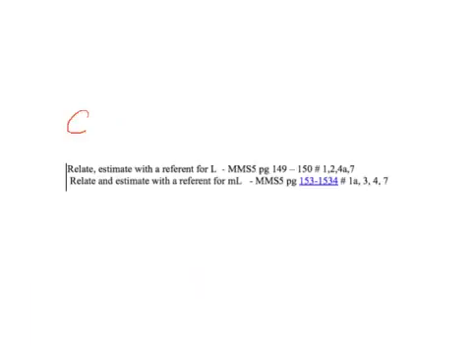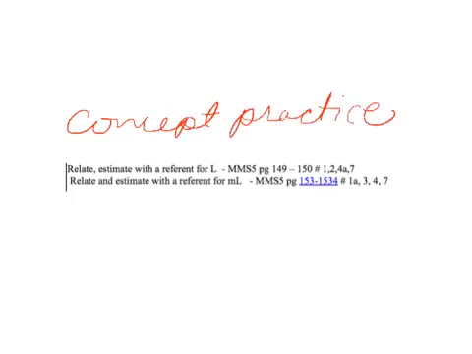All right, you're going to go on to your concept practice. Estimating with reference for a liter. These pages are focusing on a liter, page 149 and 150, numbers 1, 2, 4, 8, and 7. And estimating with reference for a milliliter, focusing on a milliliter, page 153, 154, numbers 1A, 3, 4, and 7. Remember, of course, if you have any questions, that you please ask.